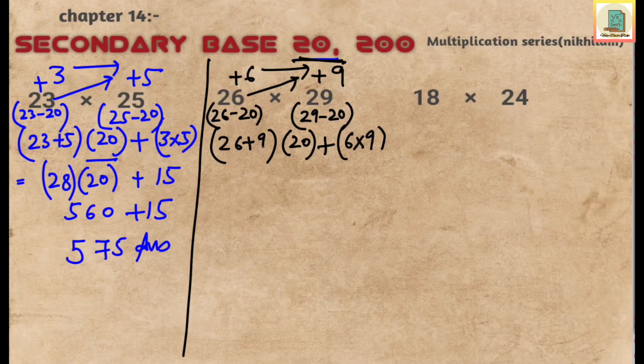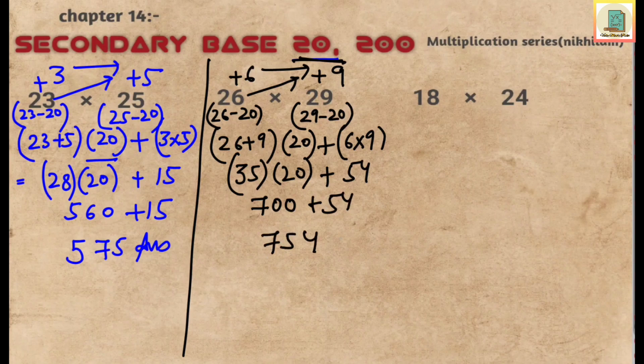So here 26 plus 9 gives you 35, multiply by 20, plus 9 sixes are 54. 35 multiplied by 20 gives you 700 plus 54. So the final answer is 754.